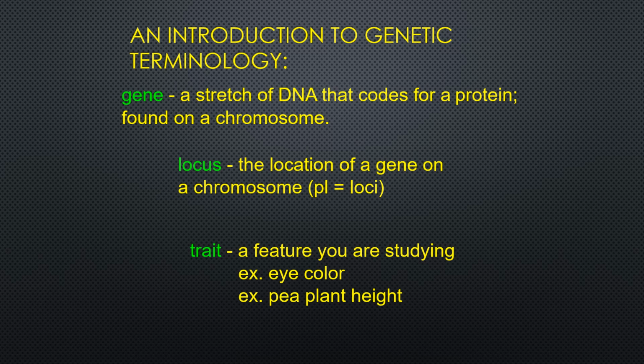So the locus, or plural being loci, is the location of the gene on that chromosome. And then we also use the term trait, which should be pretty straightforward. That's the feature you are studying. So for example, eye color, or because we're talking about Mendel, pea plant height. And you'll see how those are connected in a minute. Or it could be hair color.